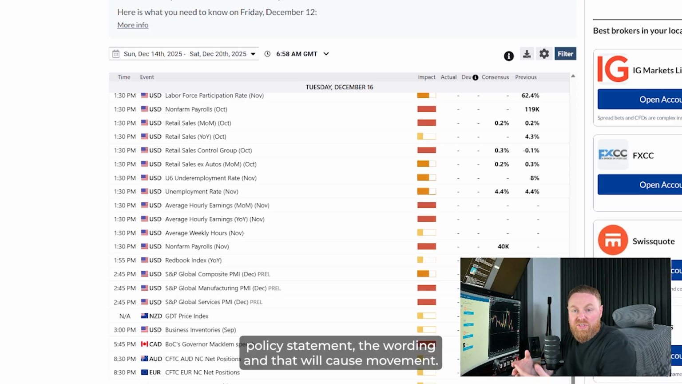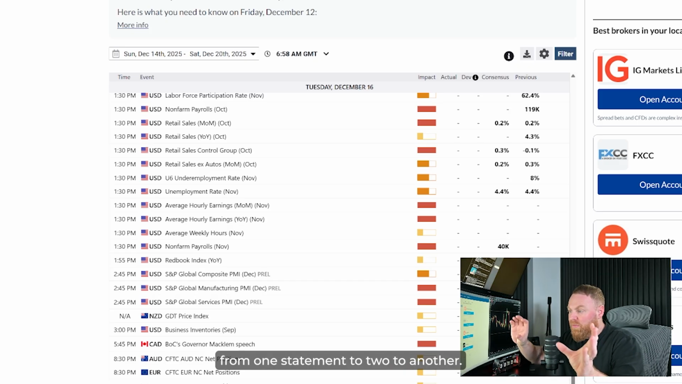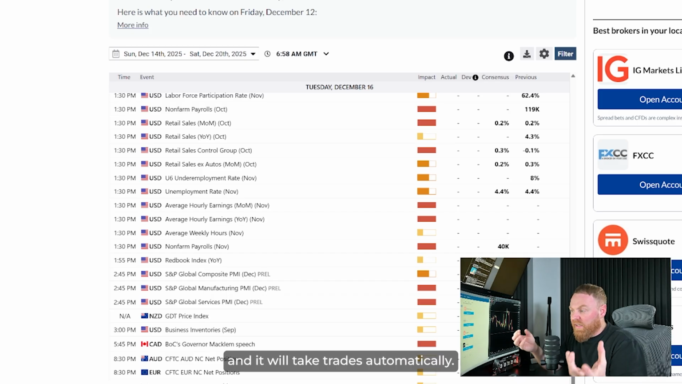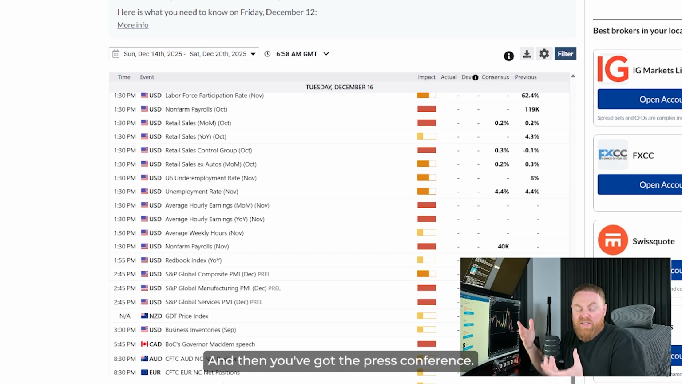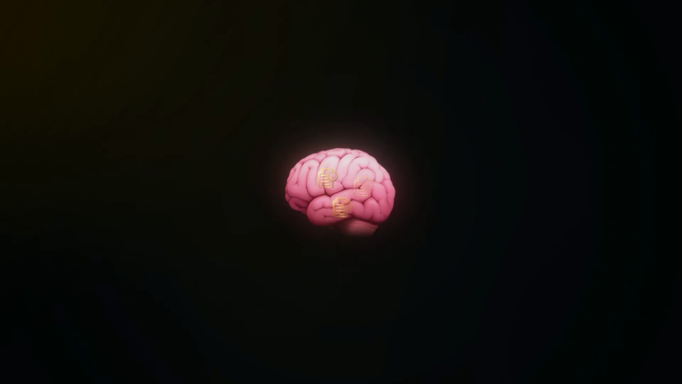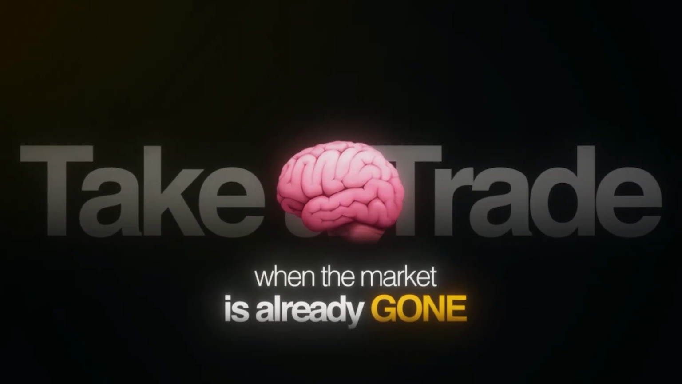Then you've got the monetary policy statement. The wording in that will cause movement, and the market will react to it. Now the algorithms pick up changes from one statement to another. They compare it to last month's and take trades automatically. And then you've got the press conference. Any questions, anything that Jerome Powell says will cause the market to move. So how can you take in all that information, digest it, understand it, and then take a trade when the market's already gone? It's made the move instantly.